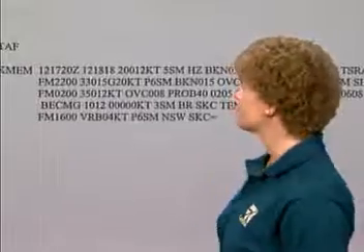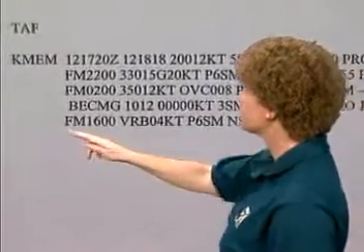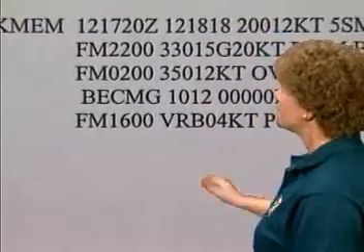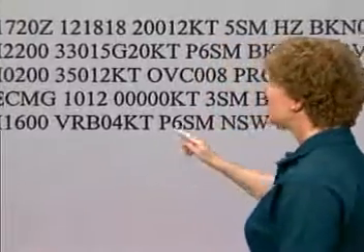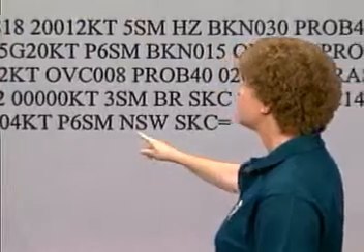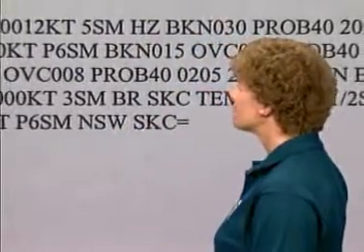Here's another FM group, and from 1600 Zulu, the wind is expected to be variable at a velocity of 4 knots. You'll also have a visibility of +6 statute miles, and it says NSW for no significant weather and SKC for sky clear. Pretty good weather there at the end of that forecast.